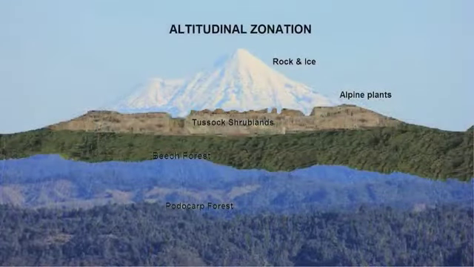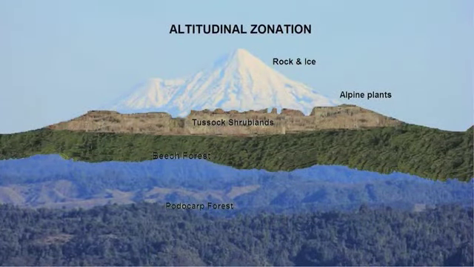Our case study is the magnificent landscape of the Tongariro National Park in New Zealand. This landscape has numerous volcanoes, including Mount Tongariro, Mount Ngauruhoe, and Mount Ruapehu. The first pattern I want to cover is that of altitudinal zonation. This diagram shows the zones of different forest types found in New Zealand as altitude increases.